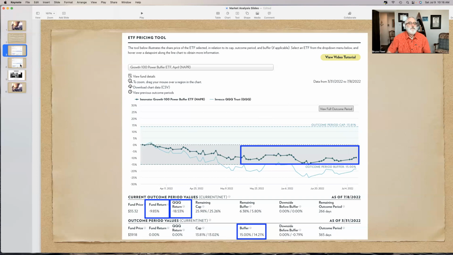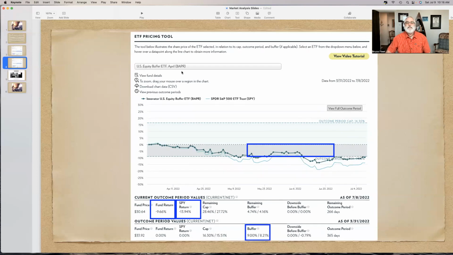So there's that one. The second one, which is the second largest holding in our portfolio, is BAPR. Remember, anytime it has a B, it only has a 9% buffer. The other letters have a 15% buffer. This is based on the SPY. This is as of Friday. The fund is down 9.66. The S&P 500 is down just shy of 14%.